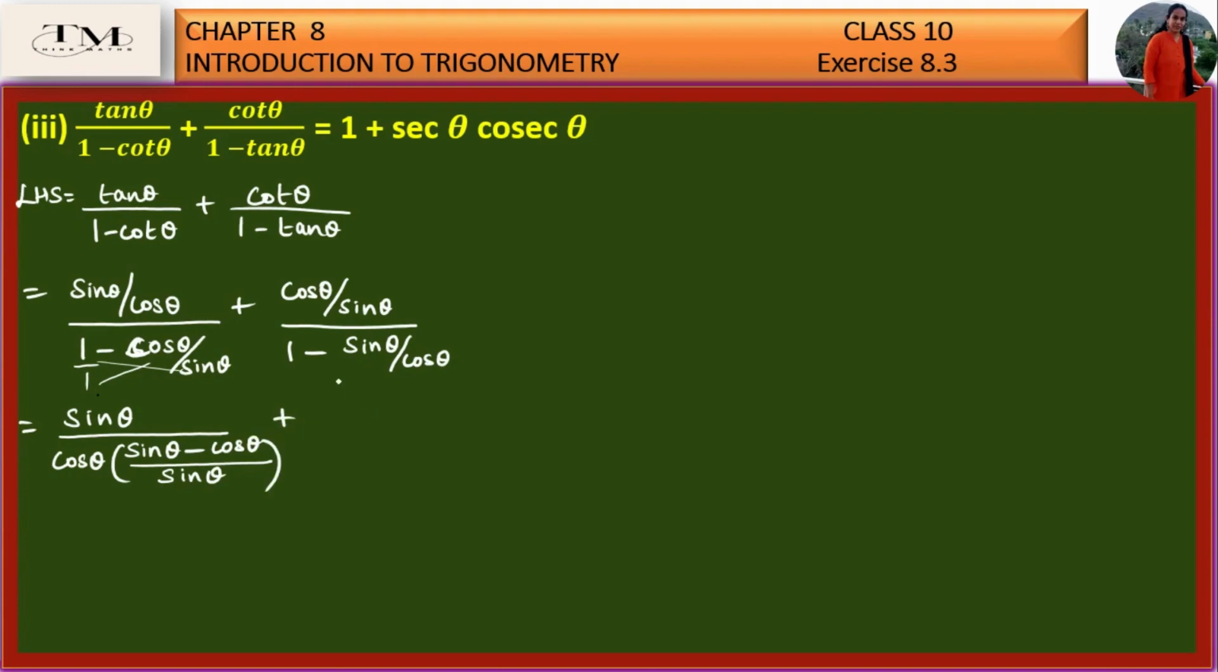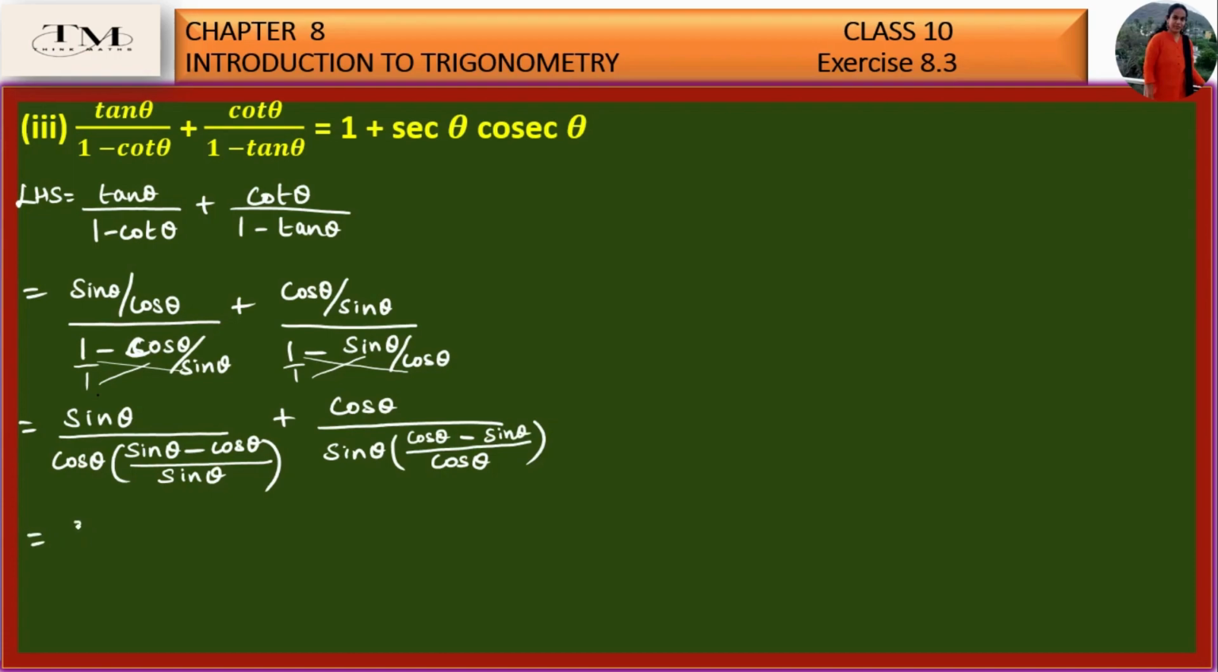Plus here we have cos theta divided by sin theta. Okay. So what do we have as another term in the division? It is 1 minus sin theta by cos theta. So in this division we have cos theta as LCM. So take that cos theta as LCM. Just in the same way, cross multiply. So 1 into cos theta is cos theta minus 1 into sin theta is sin theta. Okay children.